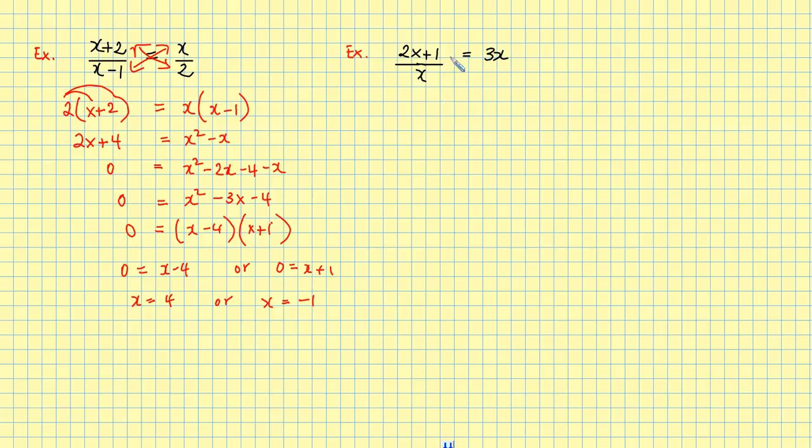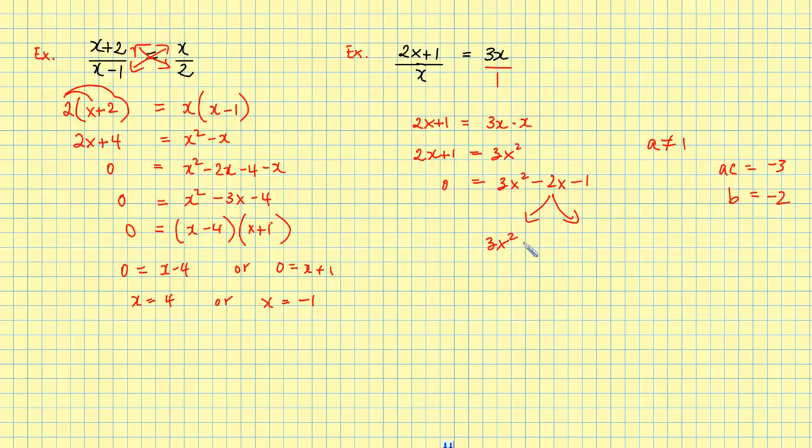All right, and the last example, we can put this over 1, so that this will go to 2x plus 1 equals 3x times x, which goes to 3x squared. So I have 2x plus 1 equals 3x squared. Bring everything over to one side of the equation, 3x squared minus 2x minus 1. And so now, because 3 cannot be removed, a is not equal to 1, then I'm looking for two numbers that multiplied will equal 3 times negative 1, which is negative 3, and the value of the middle term has to be equal to negative 2. So I'm going to split the middle term here. So I get 3x squared minus 3x plus 1x minus 1.